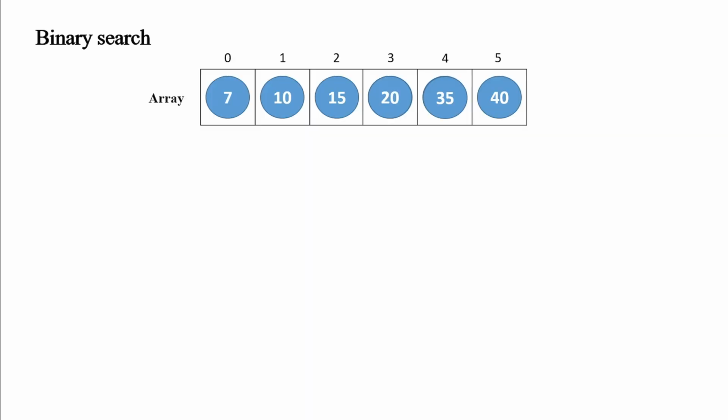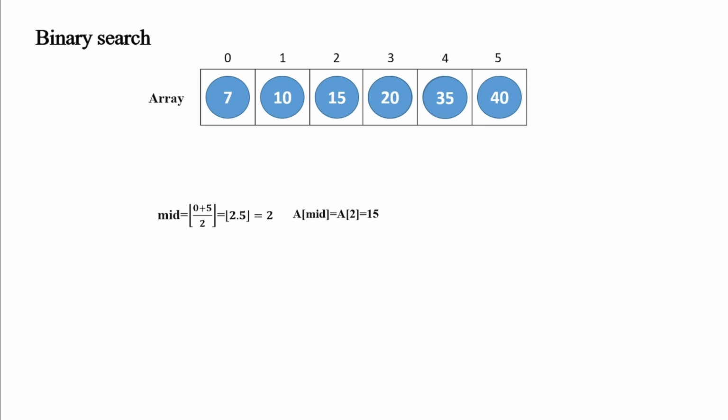Now, let's put it into action with a simple example. So, imagine we're looking for the number 35 in an array. The first thing we do in binary search is find the middle element. Here's how we do it. We take the index of the first element, which is 0, and the index of the last element, which is 5. We add them together. That gives us 5. Then divide by 2 and round it down. And just like that, we get the middle index, 2.